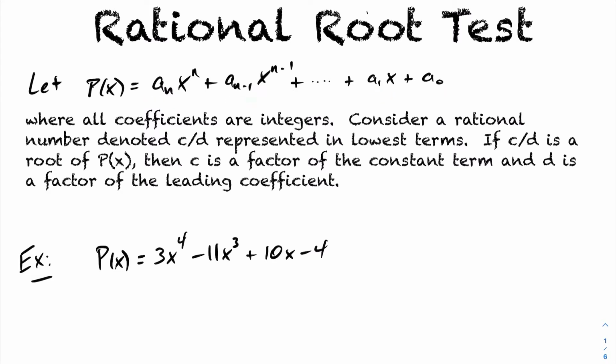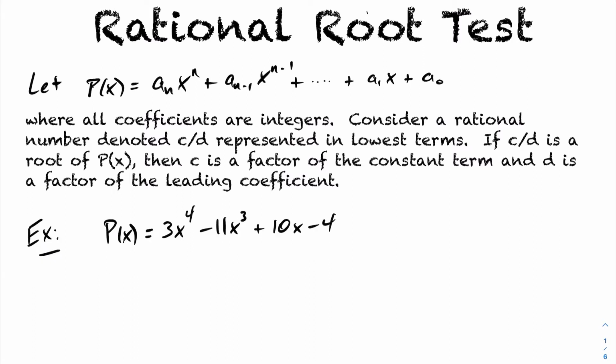And what we want to do is consider the number c over d. So c over d is going to be a fraction in lowest terms. If that fraction c over d is in fact a root of the polynomial, it must be the case, and this is what the rational root test is saying, that your c value must be a factor of your constant term, in this case a naught, and your d value must be a factor of your leading coefficient an. So let's take a look at an example. We can see the rational root test being applied.